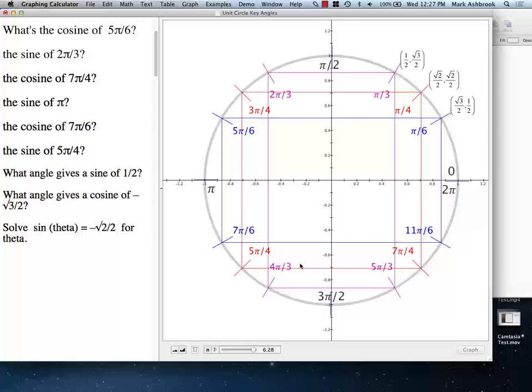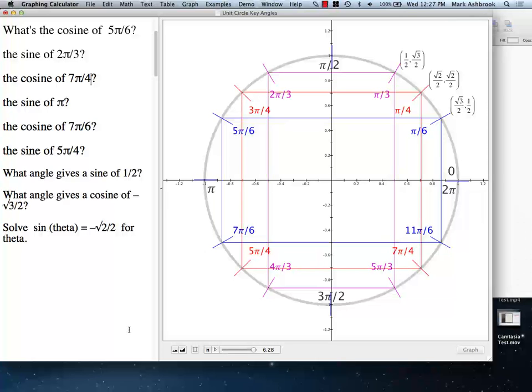Let's do cosine of 4 pi over 3 instead. What's the cosine of 4 pi over 3? Negative a half, right? So it's going to be the same as the cosine of pi over 3. We just got to put the right positive or negative on it. Since we're left over here, it's negative 1/2. Okay, what angle gives a sine of 1/2?